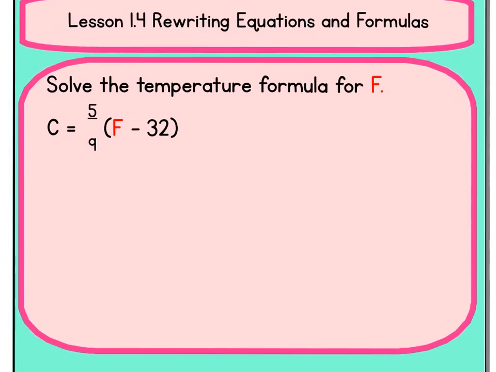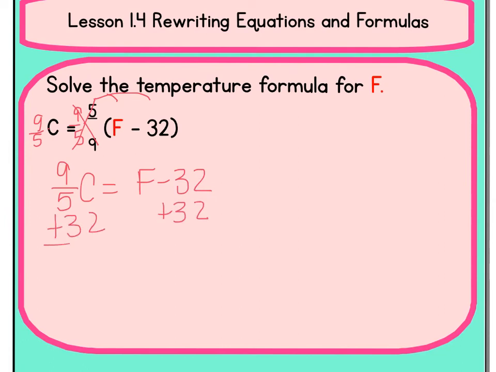Now we're going to rewrite the formula for temperature and we want to solve for f. You'll notice that we've got 5/9 being multiplied by everything on the inside of the parentheses. To undo multiplying by a fraction, you multiply by the reciprocal on both sides. So that cancels out on the right-hand side. You're left with 9/5 c equals f minus 32. So to get that f by itself, we're going to add 32 to both sides. And now we have rearranged our equation: 9/5 c plus 32 equals f.